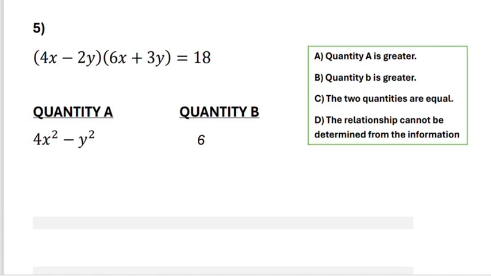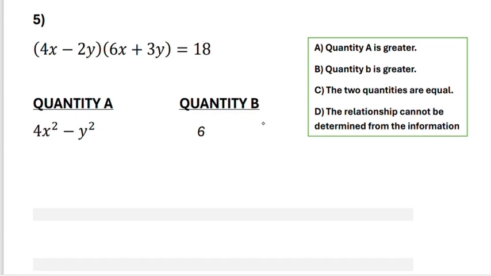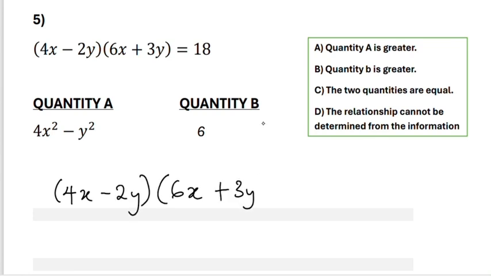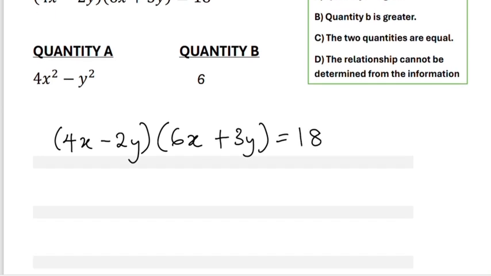So for question 5, we're given this expression and we're asked to compare point A and point B. So let me write out this expression. This is (4x minus 2y) times (6x plus 3y), and this is equal to 18. So what can I do here? You have 4x and 2y.